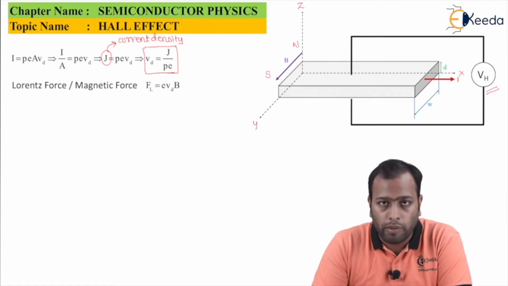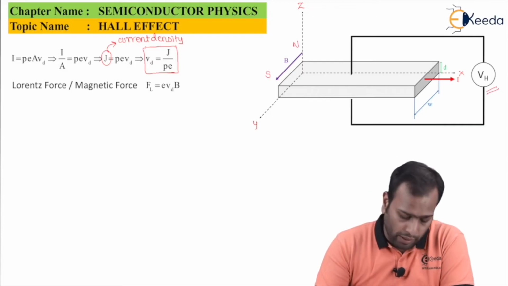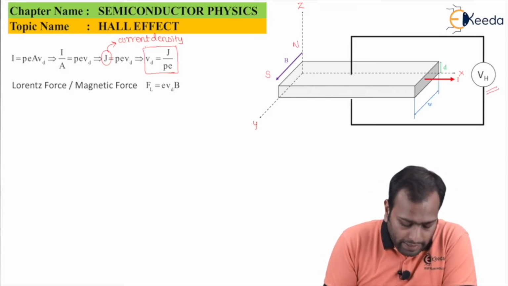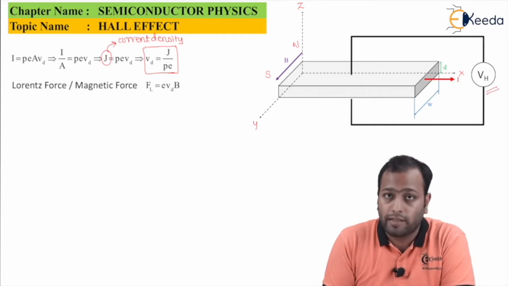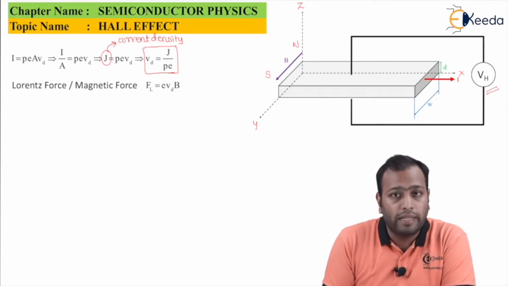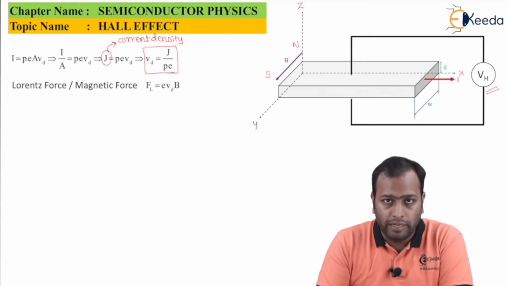And as we know from the previous classes, this force is given by Fleming's left hand rule. Well, the value of the force will be E into Vd into B, where E is the charge, of course, of the majority carrier, that is in the case of holes, Vd is the average drift velocity, and B is the magnetic field intensity.